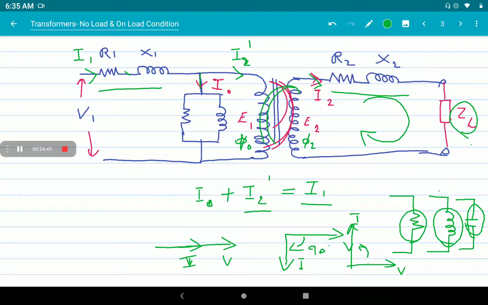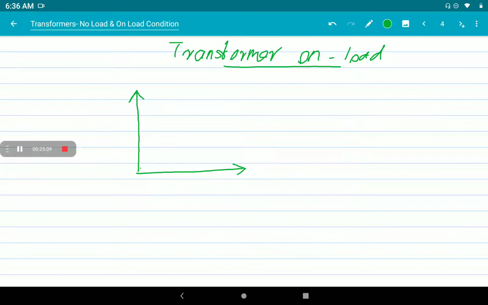Okay, the current I2, here it is I2, is the current which is flowing through the load. So current I2 is in phase with V2 if the load is non-inductive, it lags if the load is inductive, and it leads if the load is capacitive. അപ്പോൾ ഒരു ലോഡ് കണക്ട് ചെയ്യുമ്പോൾ ഈ മൂന്ന് പ്രോപ്പർട്ടി നമ്മുടെ മൈൻഡിൽ ഉണ്ടായിരിക്കണം, if it is resistive or inductive or capacitive.